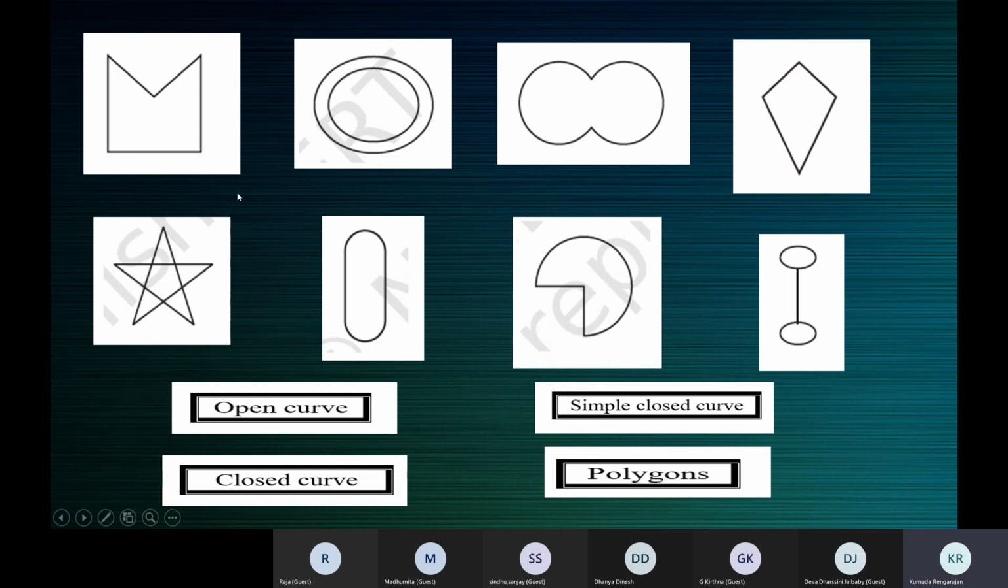It's true for everything. Is this figure a curve? Yes. Is this a curve? Yes. Is it a closed curve? Yes. Is it a simple closed curve? Yes. And is it a polygon? Yes.